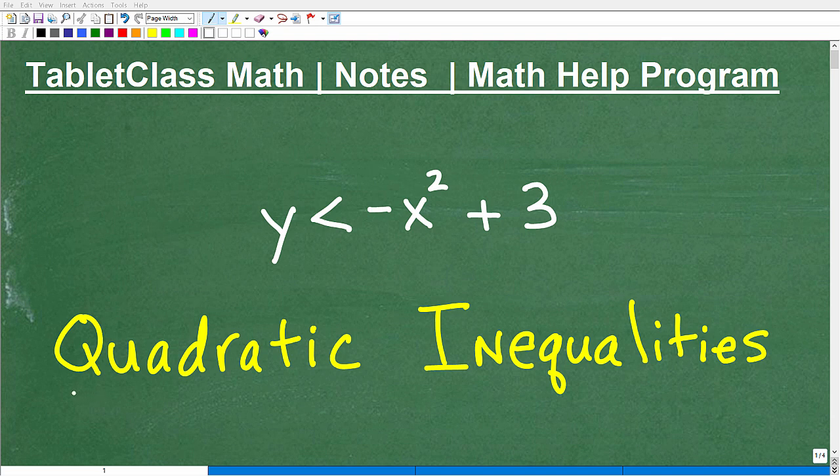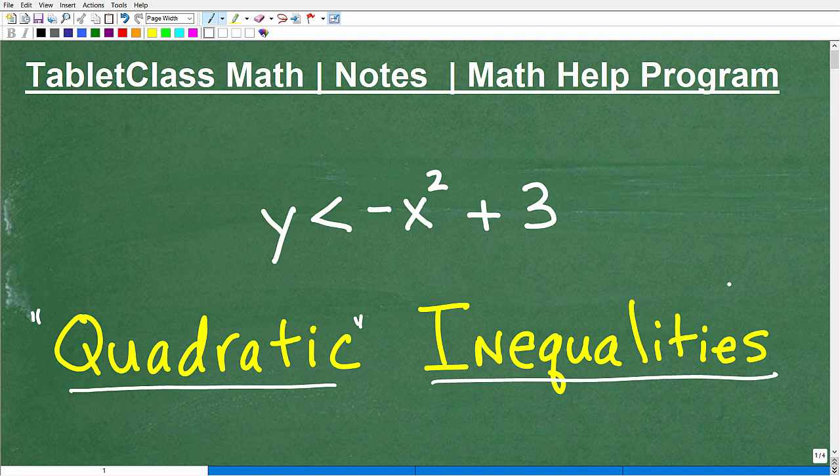Okay, let's talk about how to solve and graph quadratic inequalities. We're going to be using this as our example problem, and I'm going to go over the sub-skills you need to know in order to do this type of problem. You certainly need to do this type of problem in algebra. And obviously, we're dealing with quadratic inequalities.